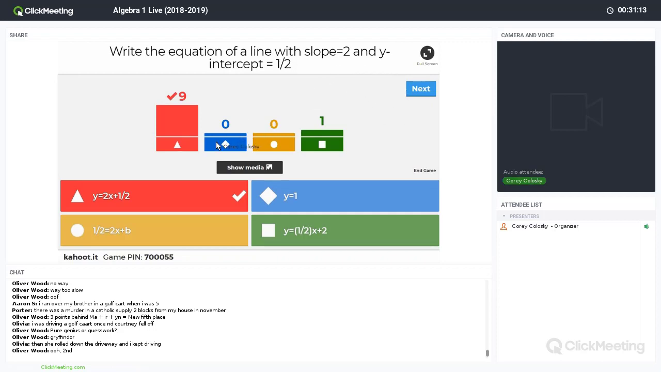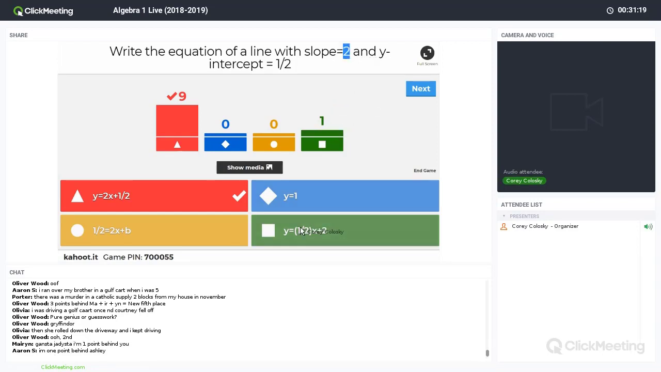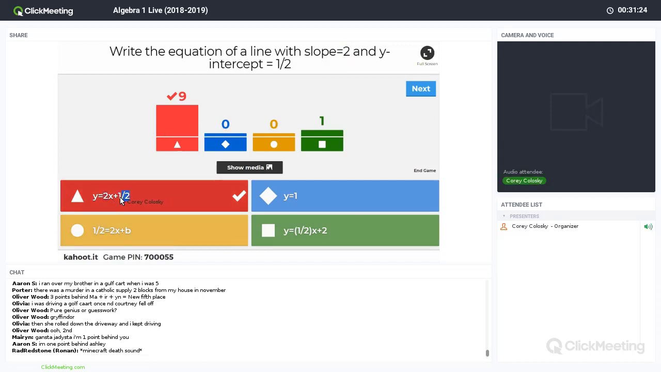Okay, this is y equals 2x plus 1/2. If you put green, you're again getting it backwards. Okay, so the 2, the slope, goes with the x term. So that's why it's red. It goes with the x term. The plus 1/2 is by itself over here.